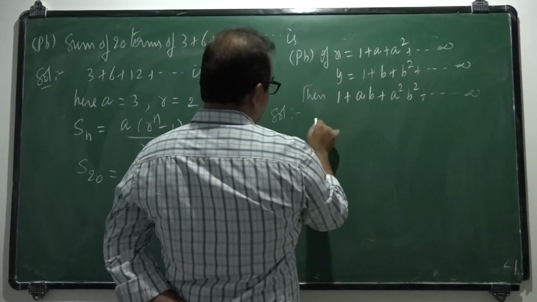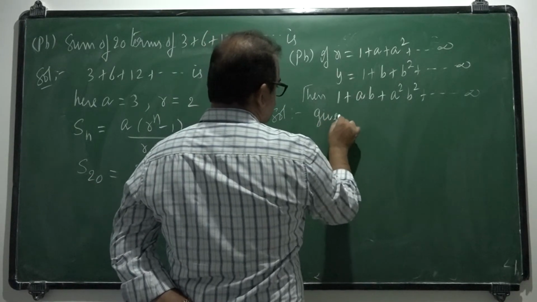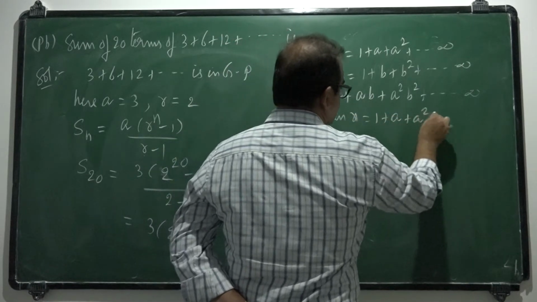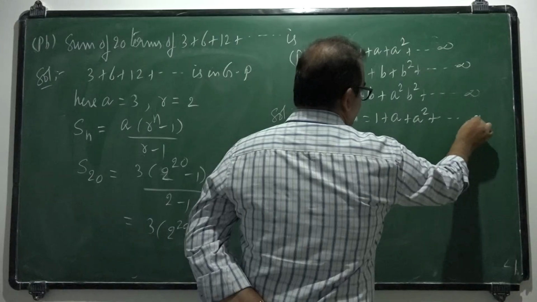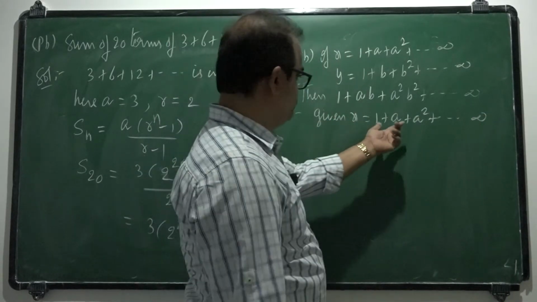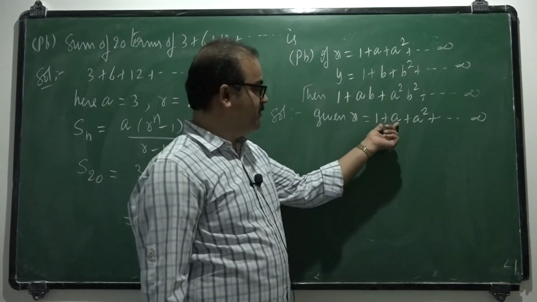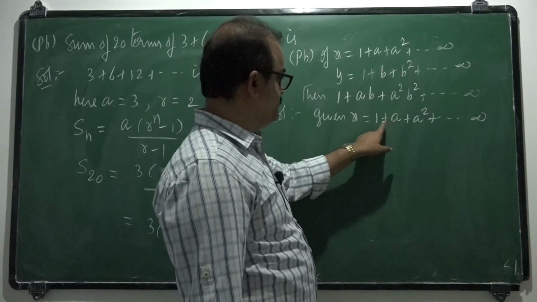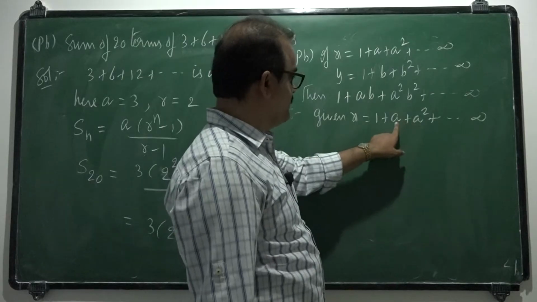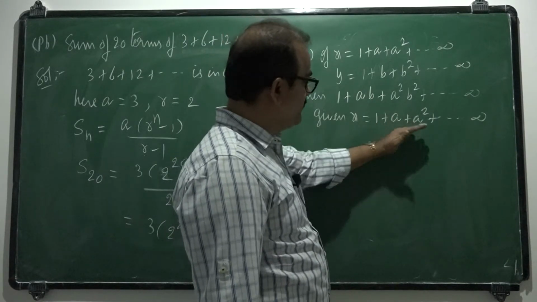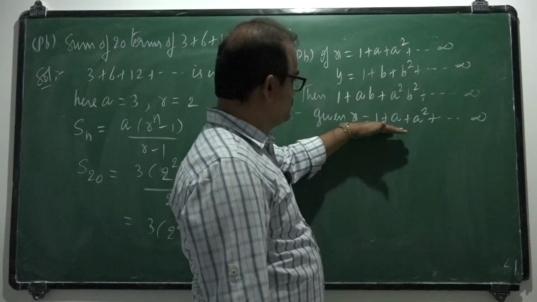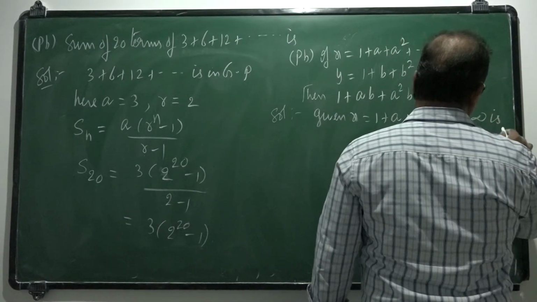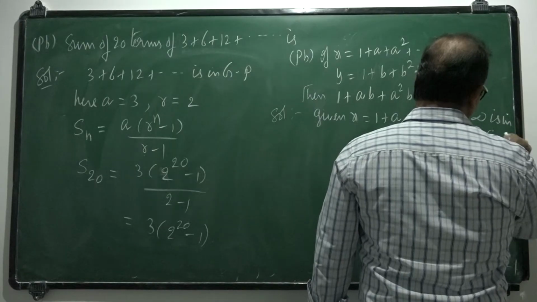What is the x value given? Given x is equal to 1 plus a square plus so on up to infinity. Observe that this series is in geometric progression. Why? You take the common ratio, a square by a. Here the common ratio is constant. So this series is in geometric progression.